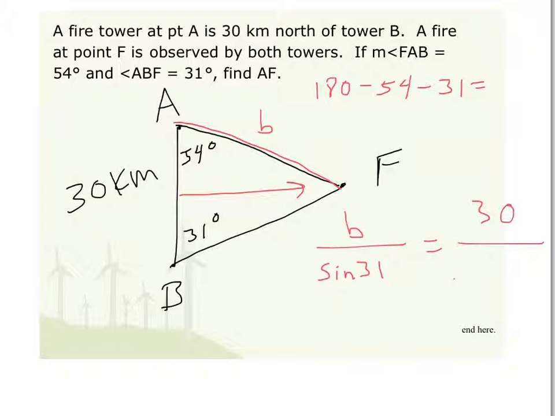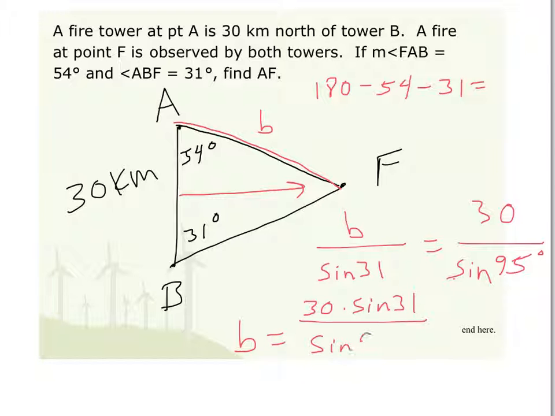Which I can then figure out here that the angle I will use down here would be, I believe, 95 degrees. 180 minus 54 would be 126, minus 31 would be 95. And then, as always, we will cross multiply. It takes 30 times the sine of 31 divided by the sine of 95, and we'd have the distance of Tower A from the fire. Okay?